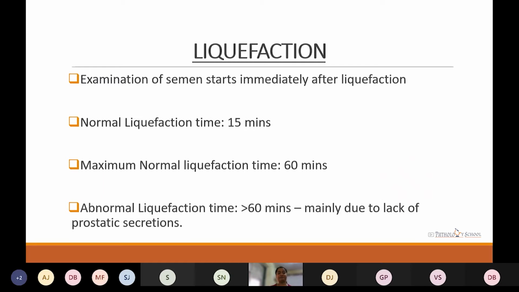Now, liquefaction. Examination of semen should start immediately after liquefaction. The normal time for liquefaction is 15 minutes. It can extend up to 60 minutes, but not more than that. If it is more than 60 minutes, then it is said to be abnormal, and it's mainly because of lack of prostatic secretions. Why so? Because the prostatic secretions, as I told earlier, contain proteolytic enzymes.